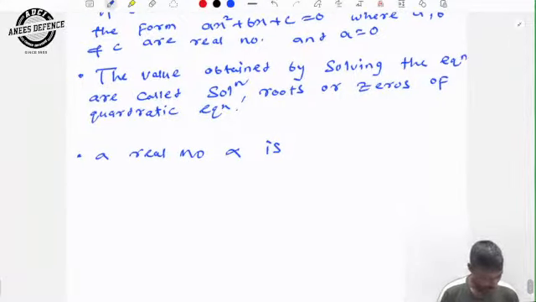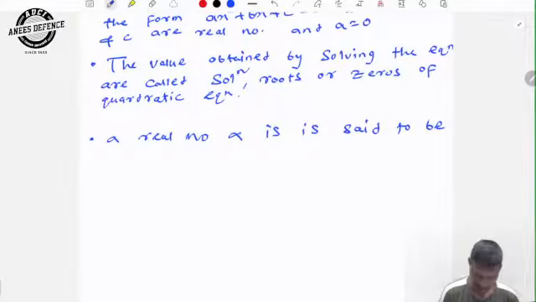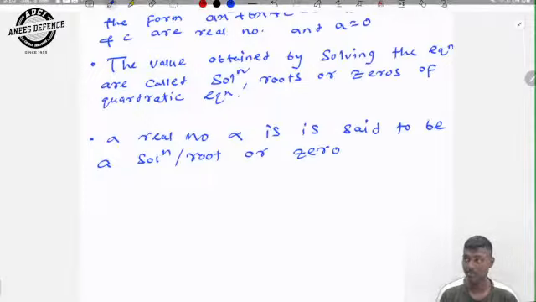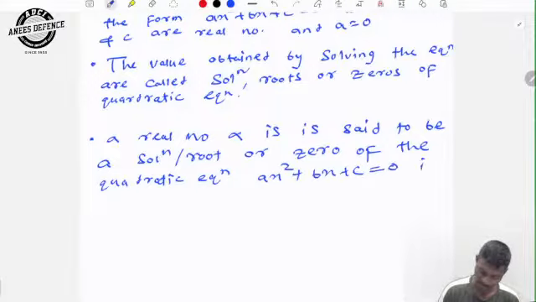Then a real number alpha is said to be a solution, root, or zero of the quadratic equation ax square plus bx plus c is equal to 0 if a alpha square plus b alpha plus c is equal to 0.